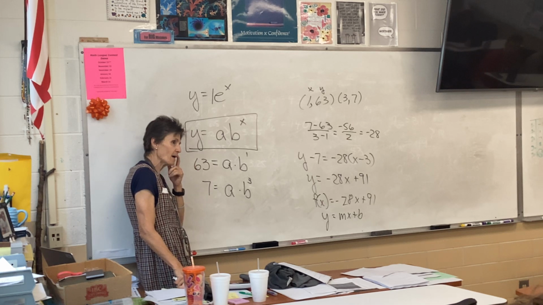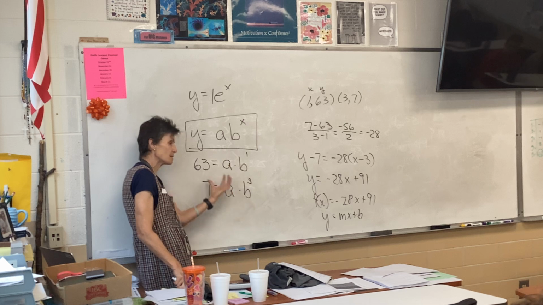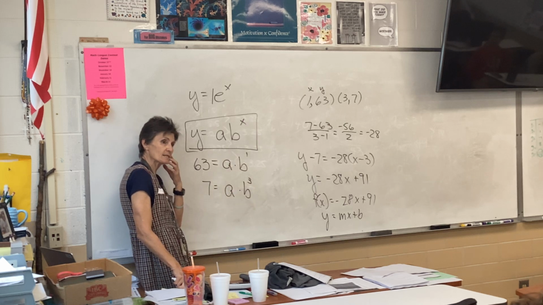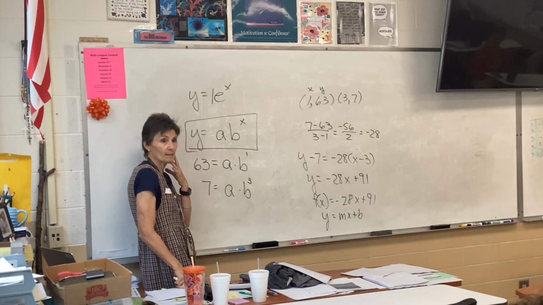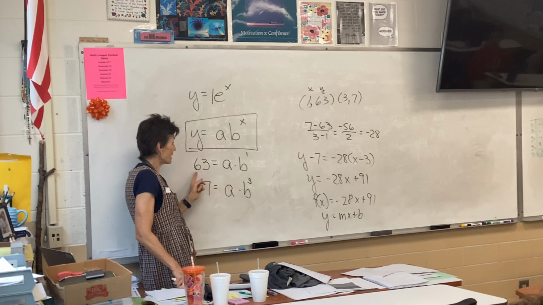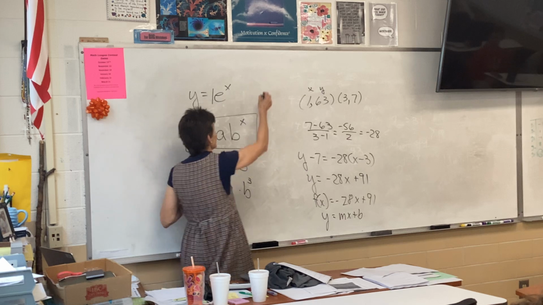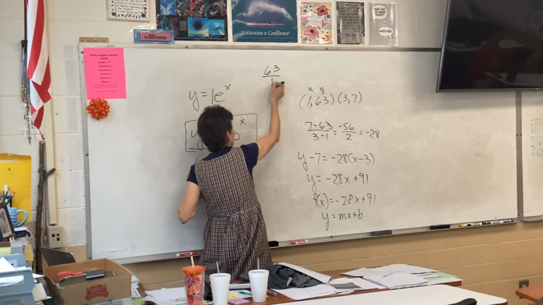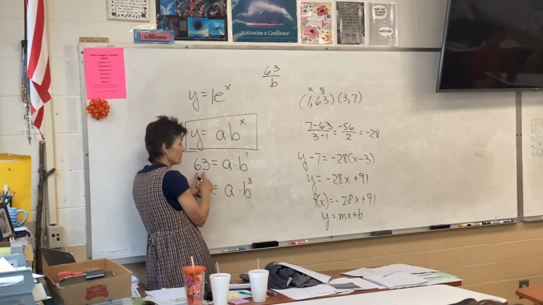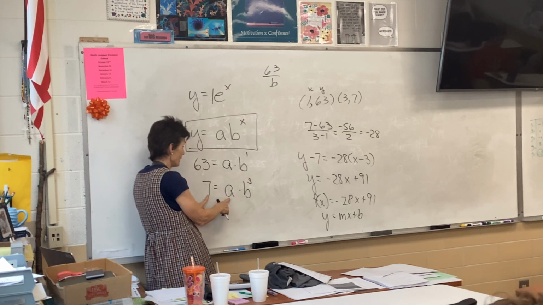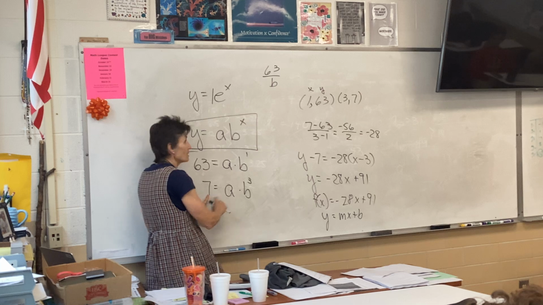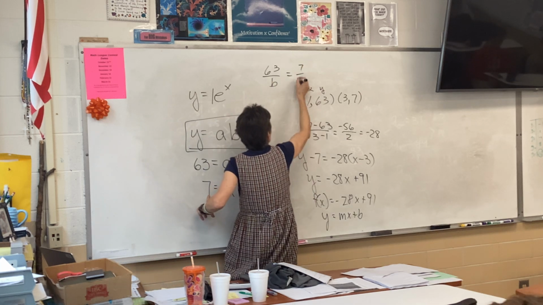You ever thought about that? How I would solve, this is a system of equations. How could I solve that, Cole? Get them both equal to A. Oh, that's a great idea. So we know A would be 63 over B. Would everybody agree with that? A would be 63 over B. What else would A be? A would be 7 over B cubed.